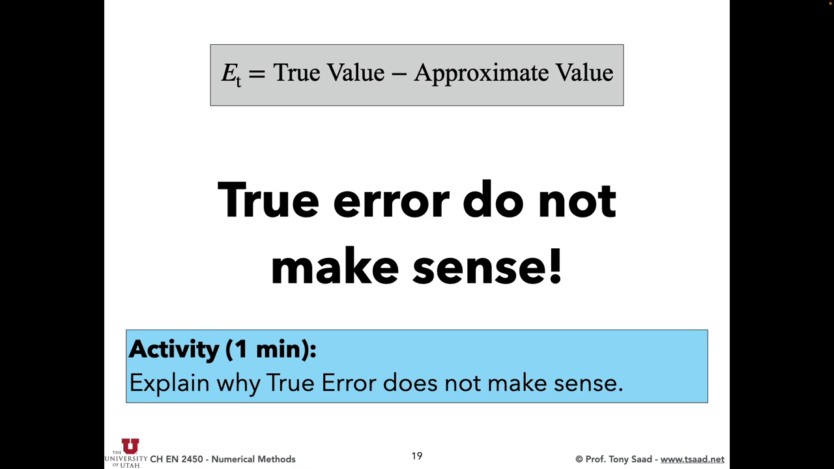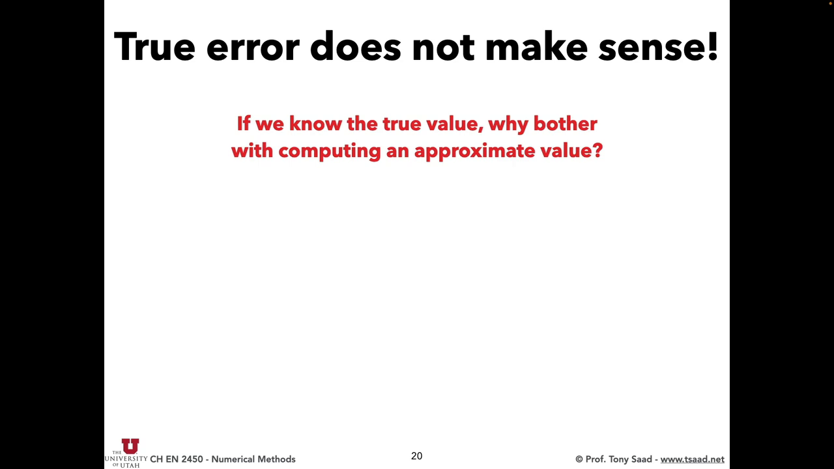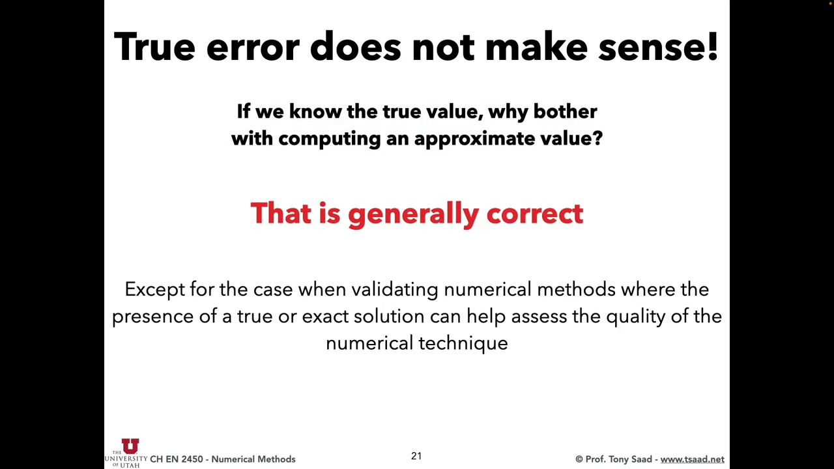So the point is, if we know the true value, and that's the point your colleague was making to me a minute ago, why would we even bother to compute an approximate value? In reality, it's silly to even compute a true error, because if you know the true value, you just take that true value and move on with your life with that. You don't need an approximate value for that, except in a few cases.